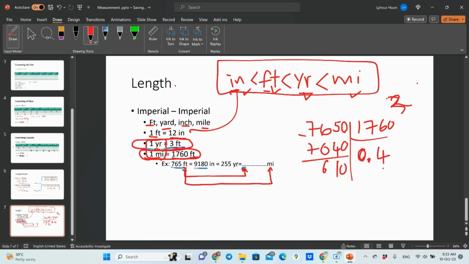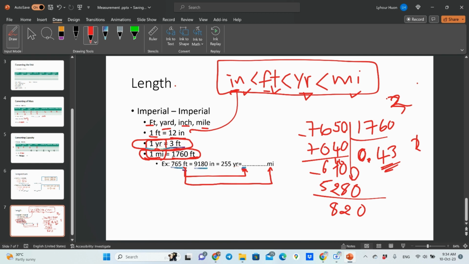We cannot divide anymore, so we add one more zero here, and we have how many? Three. Three times zero is zero. 3 times 6 is 18, 3 times 2 is 6. This is tens. Okay, so maybe we can just round it to the decimal.